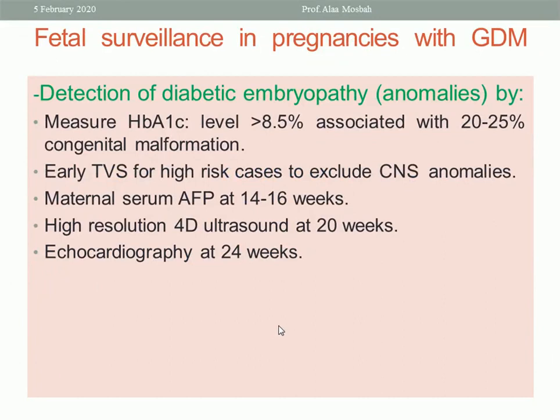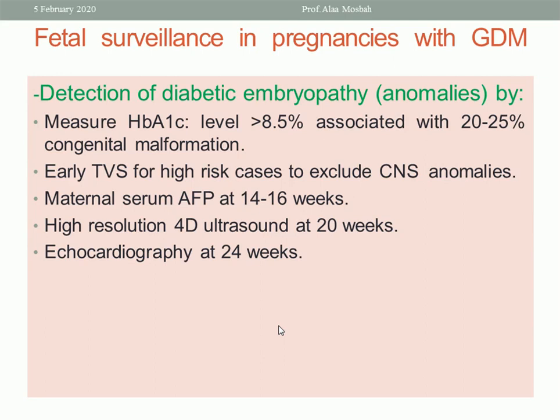Detection of diabetic embryopathy or anomalies with gestational diabetes or type 1 or type 2 diabetes mellitus with pregnancy. Measure hemoglobin A1C level. If more than 8.5%, this is associated with 20 to 25% congenital malformation. You should take care about that.